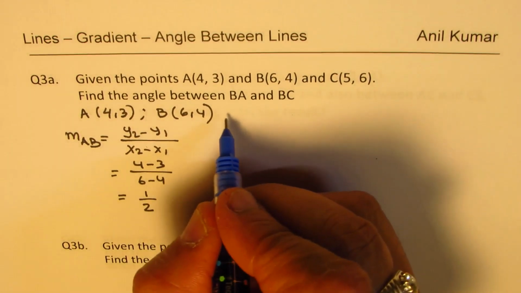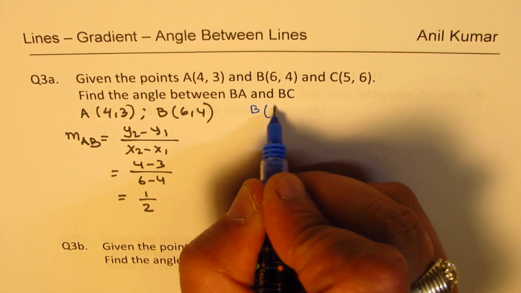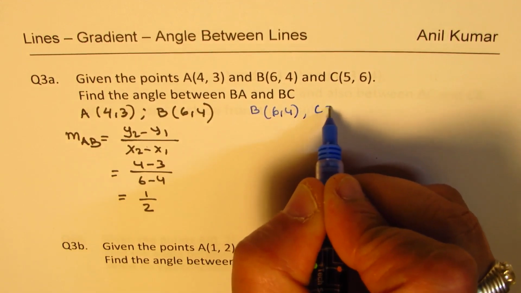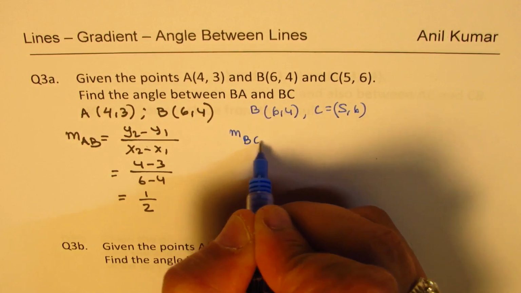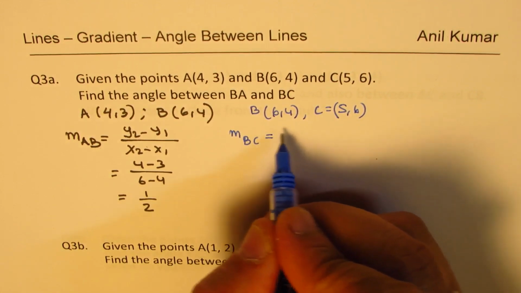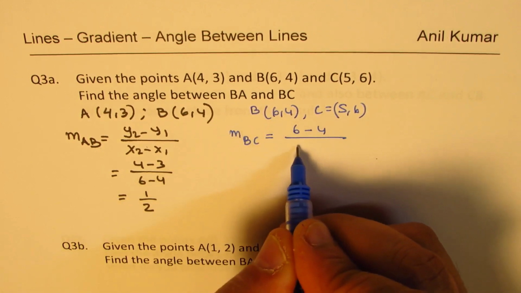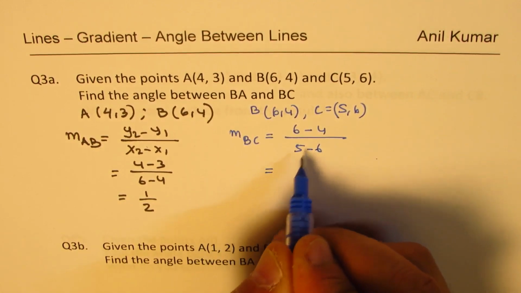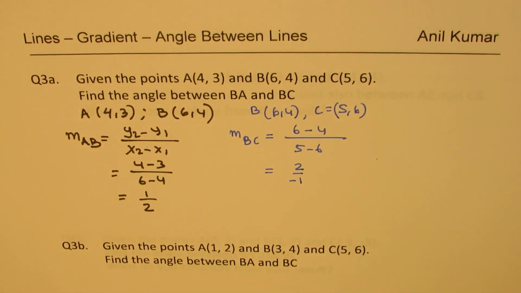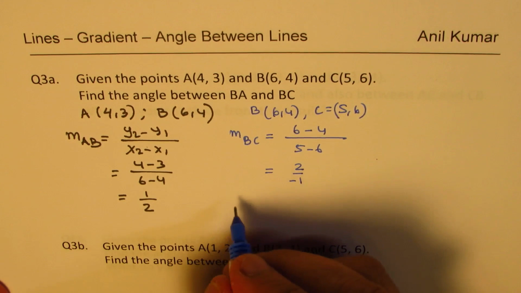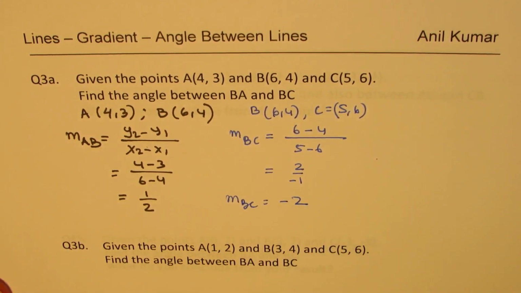Now let us also find the slope of BC, the other one. We know that point B is (6, 4) and point C is (5, 6). So the slope between B and C is equal to 6 minus 4 divided by 5 minus 6. That gives you 2 over minus 1, so minus 2 is the slope of this particular line. So m_BC is equal to minus 2.